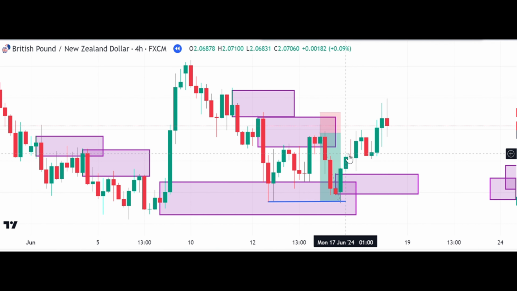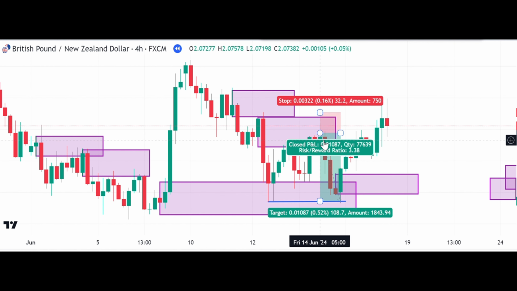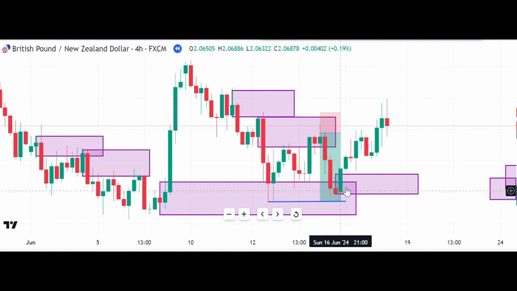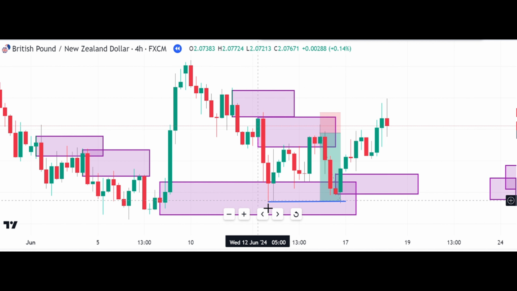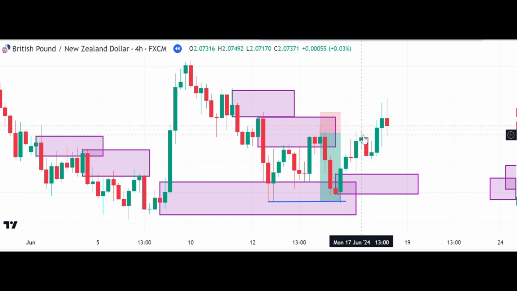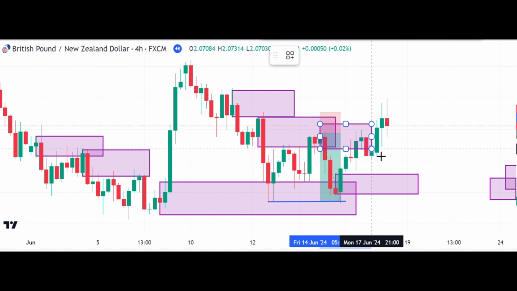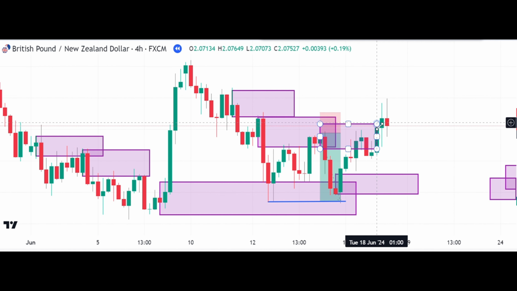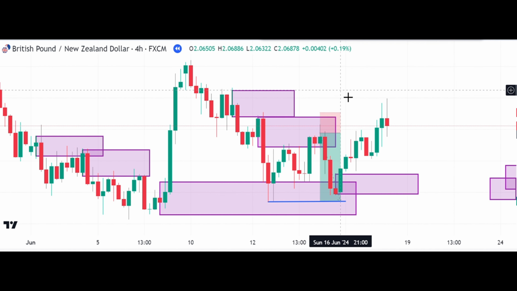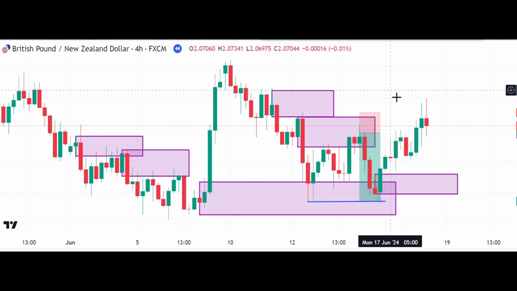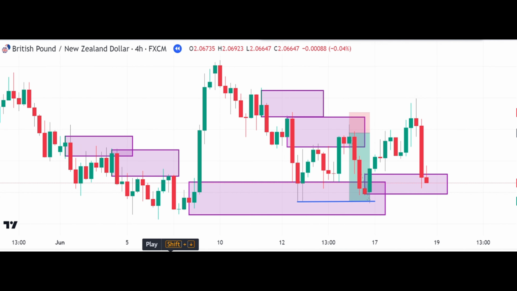Now you may be asking, why didn't I enter from this other block? As you can see, this particular movement did not break this structure. It only kind of swept liquidity here and moved to the upside. So this gray candle would not have sold. So always wait for another block that breaks structure. So you see, now let's move on. Let me keep going. Okay, watch this.